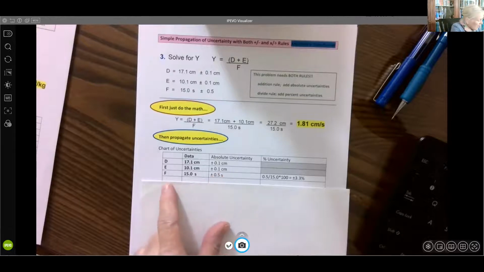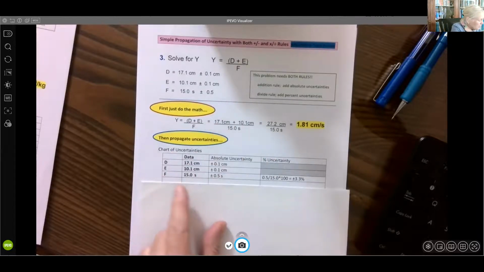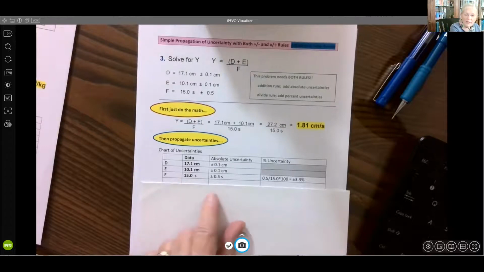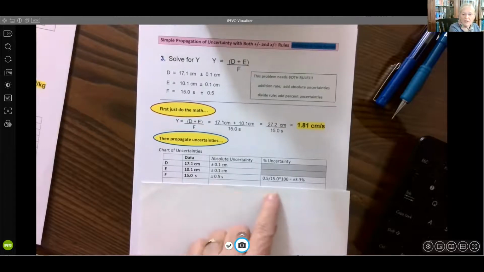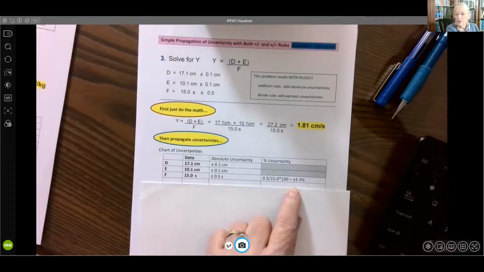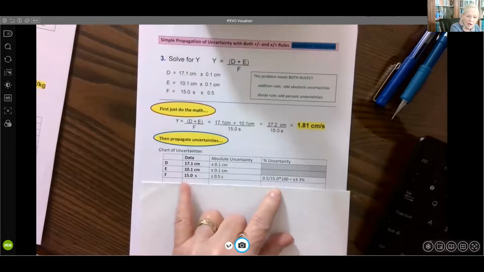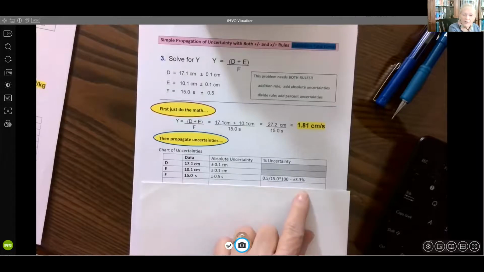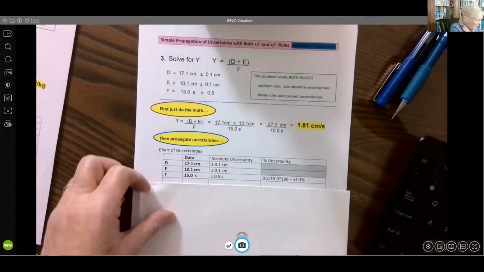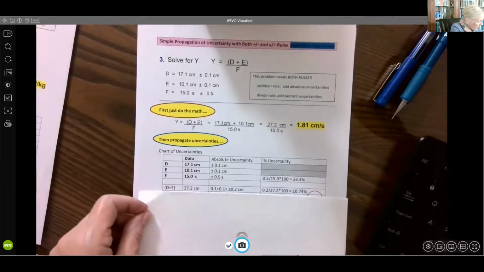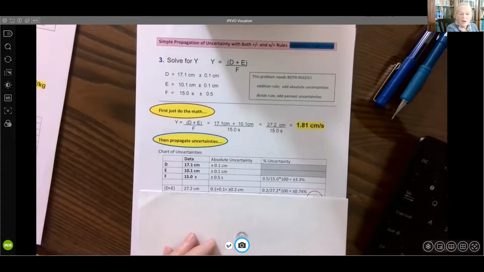Now, when I look at data F, I'm ultimately going to divide by it. So I want to take the absolute uncertainty and convert it into a percent uncertainty by taking the absolute uncertainty, dividing by this value, multiplying by 100, and there's my percent uncertainty for that particular piece of data. Now I've got two other mathematics that I need to consider.